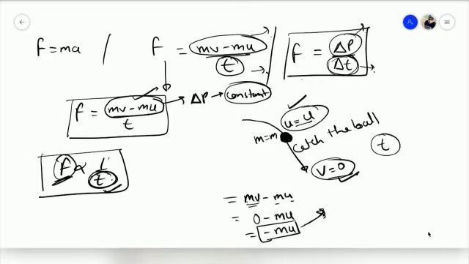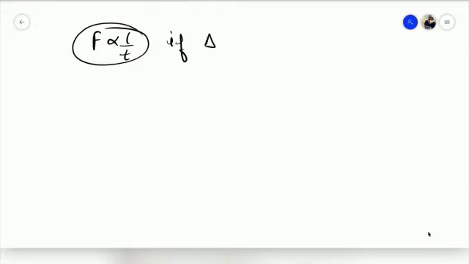So if you bring this change of momentum in a smaller time period, the force exerted will be more. And if you make this change in momentum in a bigger time, that is, you take more time to bring the change in momentum, then this force will get decreased. Is it clear? So what we have understood here is that force is inversely proportional to time period if Δp is constant.